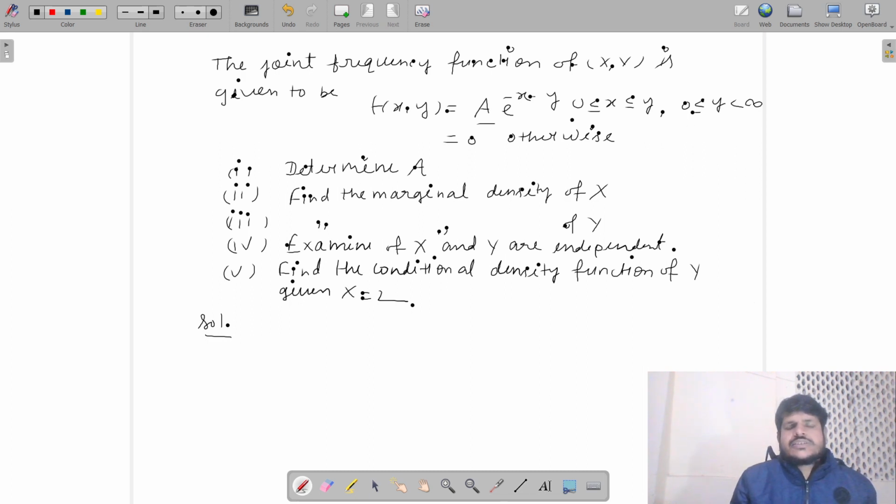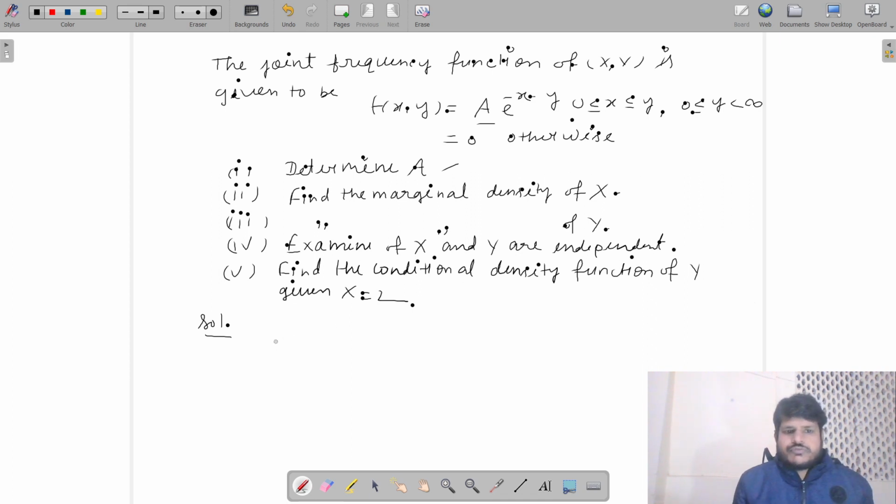Here five things we are to find out. First we have to find the value of a, second find the marginal density function of x, and third find the marginal density function of y. And fourth we have to check whether the random variables capital X and Y are independent or not. And fifth we have to find the conditional density function of y given x equal to 2.